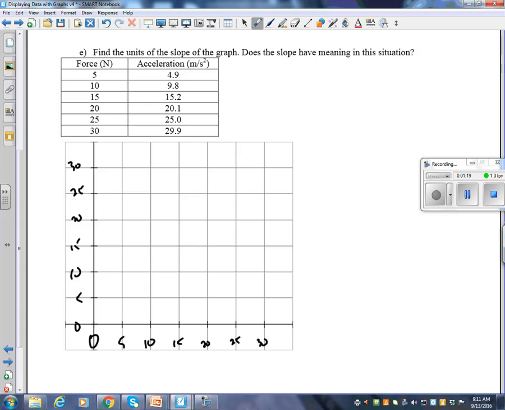Figure that out? Okay, so 5 and 4.9, so really just kind of below. 10 and 9.8. 15 and 15.2, so it's above the line this time. 20 and 20.1, but it's really just like 25 and 25, 30 and 29.9. So it's just below. So now, is it a perfect straight line? It's pretty darn close, isn't it?